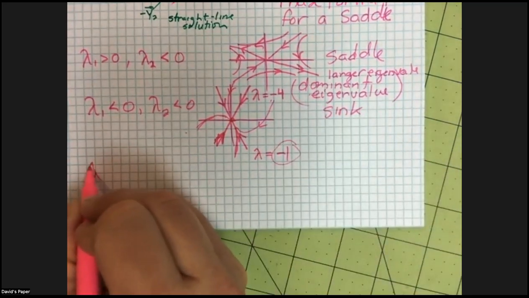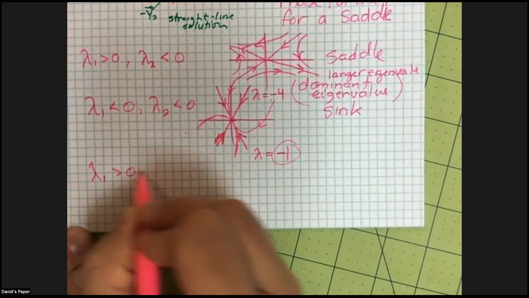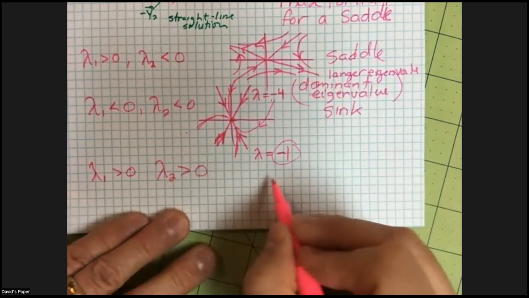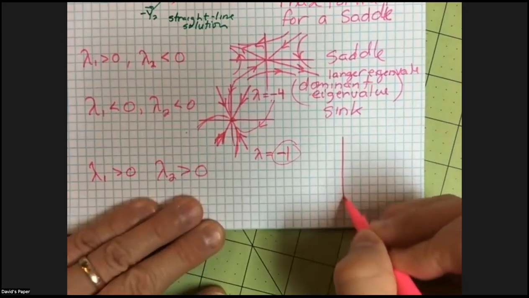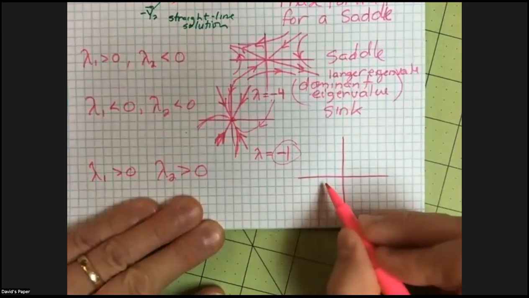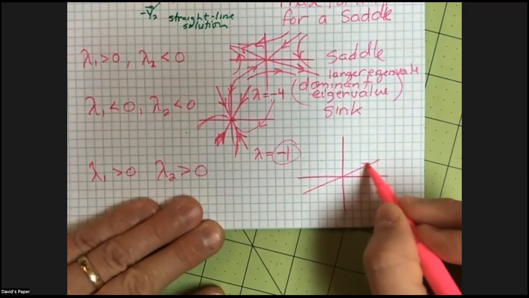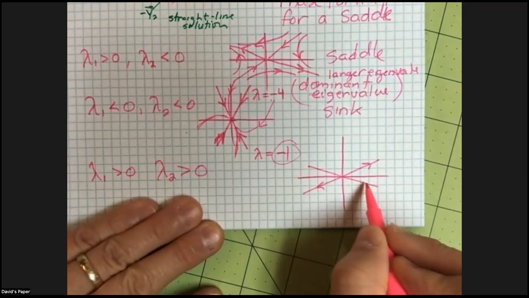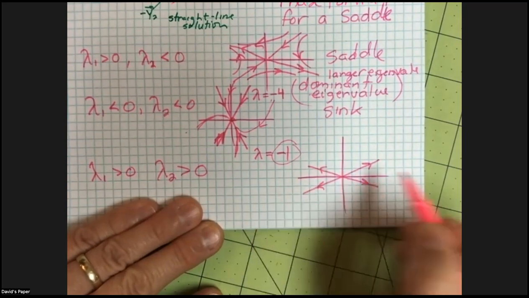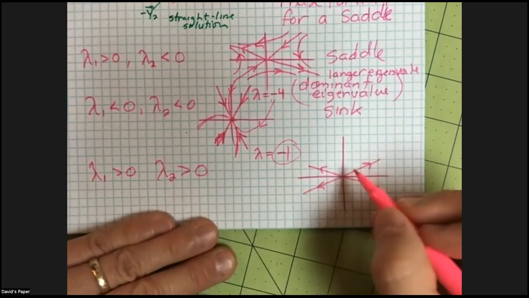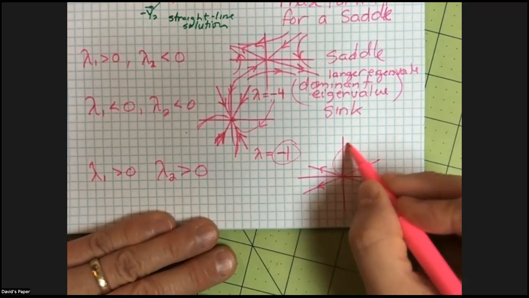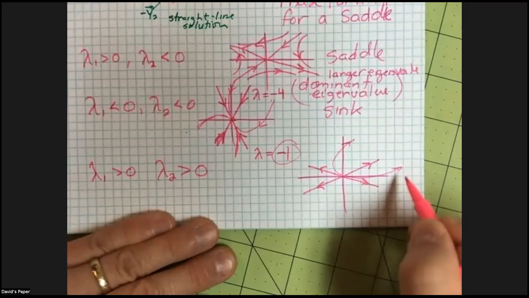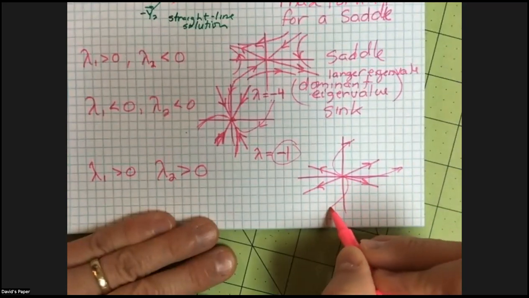Okay, one more time. If both of them are positive, now you can guess what I'm about to draw and what I'm about to call it. So I have two positive eigenvalues, means I have growth in both fundamental directions. And growth in both fundamental directions means everything grows. And everything kind of peels off in this pitchfork fashion, growing.